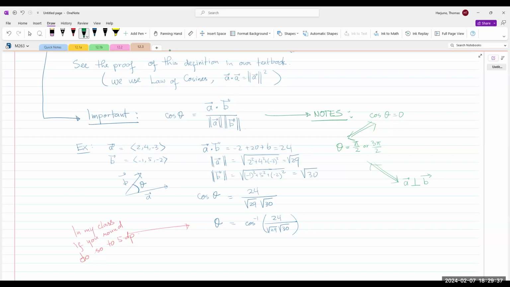Okay. But at the same time, you see that cosine theta equals 0. A fraction equals 0 if the numerator equals 0, right? That's if A dot B equals 0. So to check if two vectors are perpendicular, what you do is you do the dot product, see if it's equal to 0.